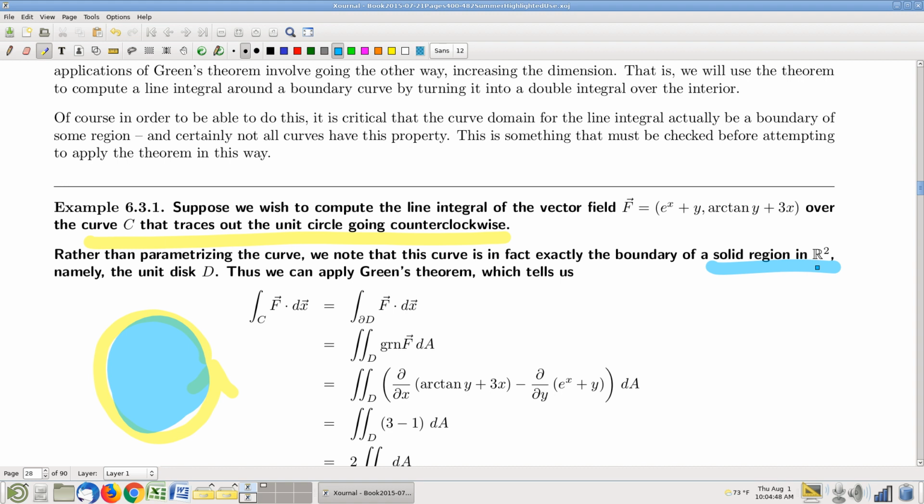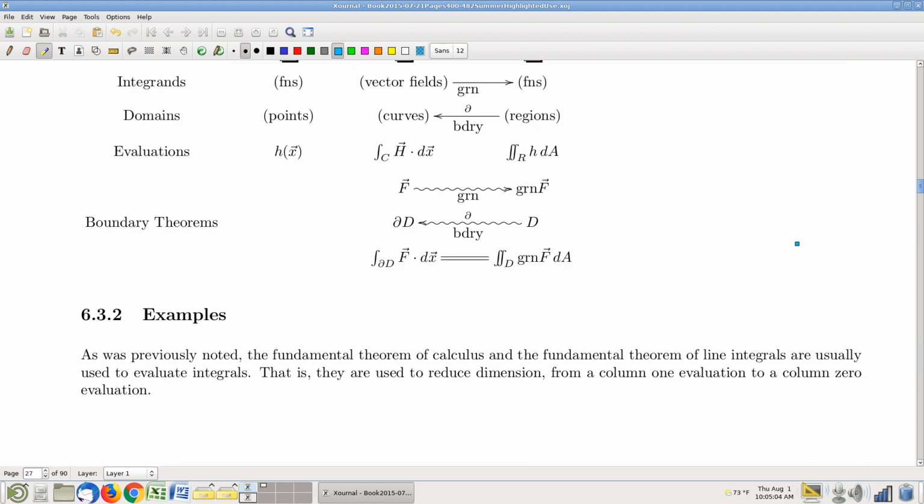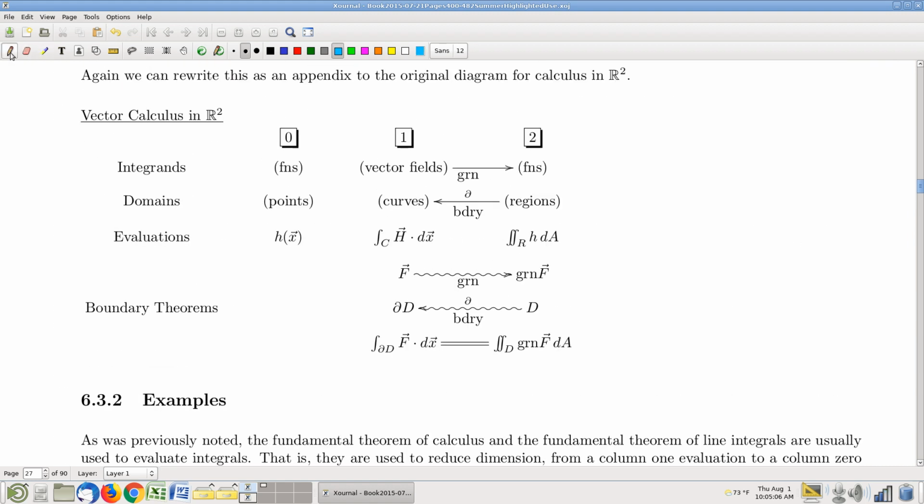Boundary of that unit disk. Everybody on board? Everybody happy? Okay. Got to be really careful when you're applying Green's theorem. Oh my gosh, so often I see students step on this dangerous little landmine.